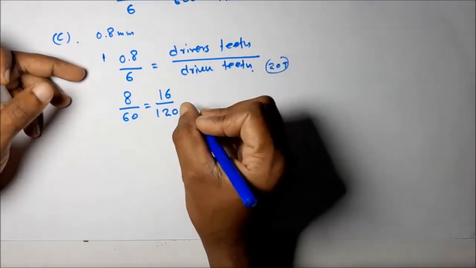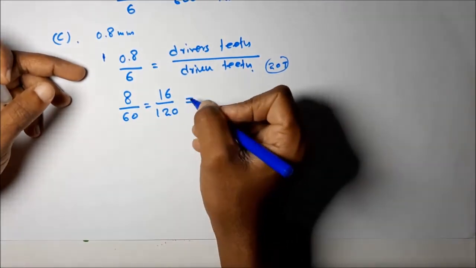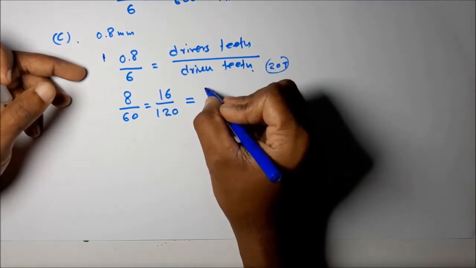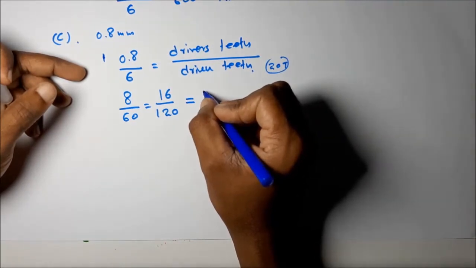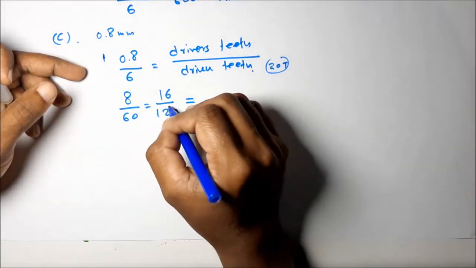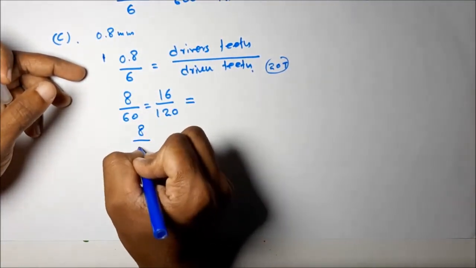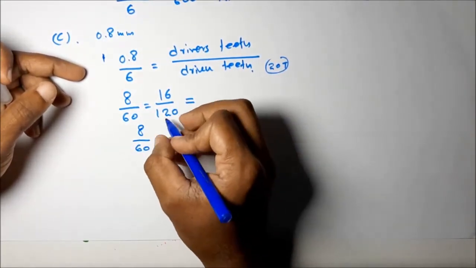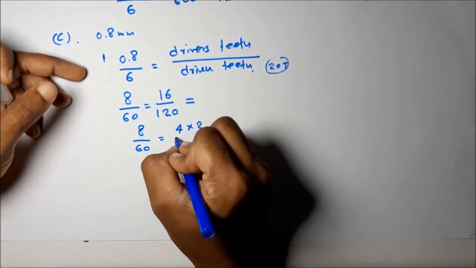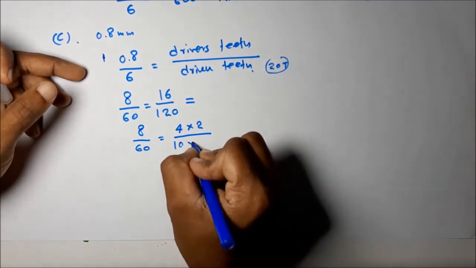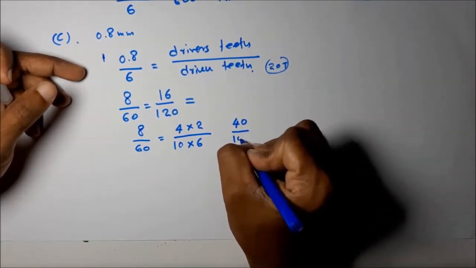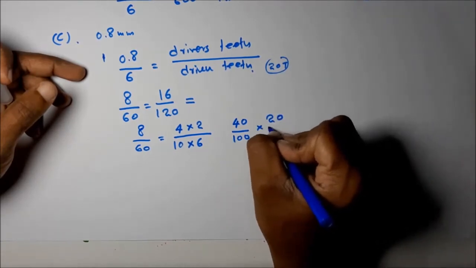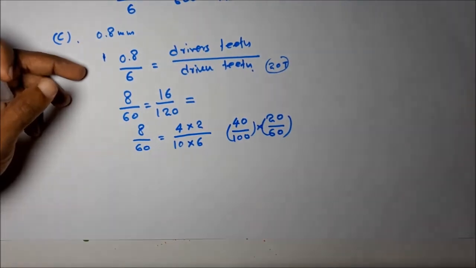Okay, essentially. In that way, we can write this ratio. 60, 120, this one we can write the 8 into 60 is equal to 4 into 2 divided by 10 into 6. Okay, that is 40, 100, 20 into 60. Okay, this is a compound gear train.